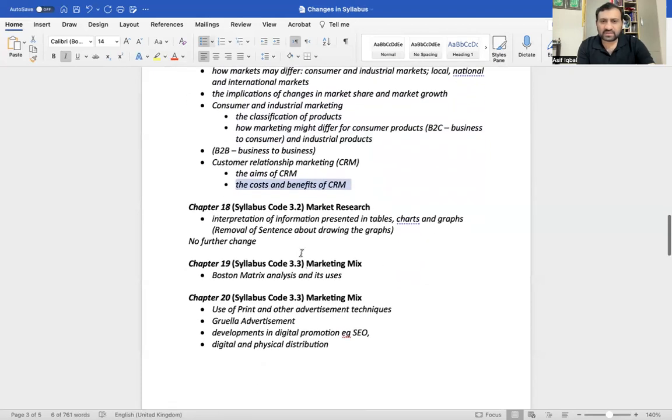Looking at the next chapter, that is market research, the syllabus code of that chapter is 3.2, and in the Peter Stimson book, that is chapter number 18. There is no major change, but there was a term written: interpretation of information presented in tables and charts. In the previous syllabus, there was a sentence given that students might not be required to draw these charts and graphs, but that sentence has been specifically removed. So you might expect that the examiner might ask you to draw a pie chart or any chart like that.